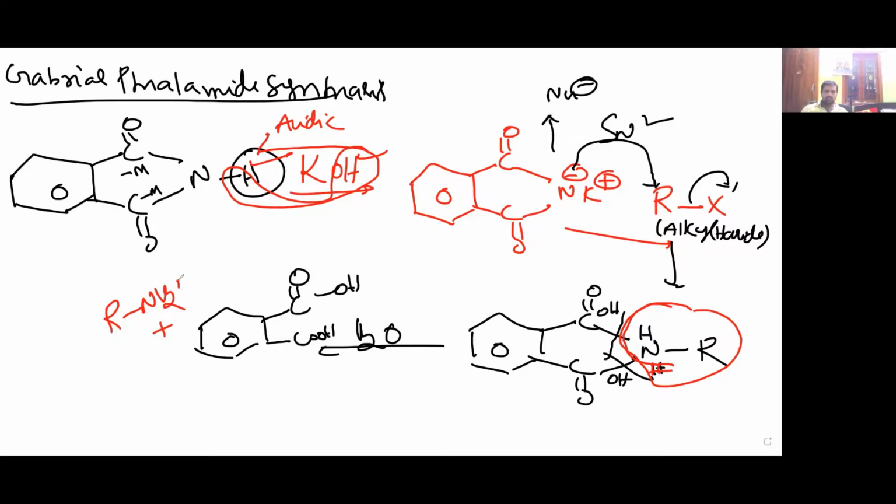By using this Gabriel phthalimide, you prepare only primary amine. Secondary and tertiary amines are not possible. Not only with Gabriel phthalimide, from Hoffmann bromamide also you cannot prepare secondary and tertiary amines. I hope it is clear. This is Gabriel phthalimide synthesis. Here, you have to take only primary alkyl halide.